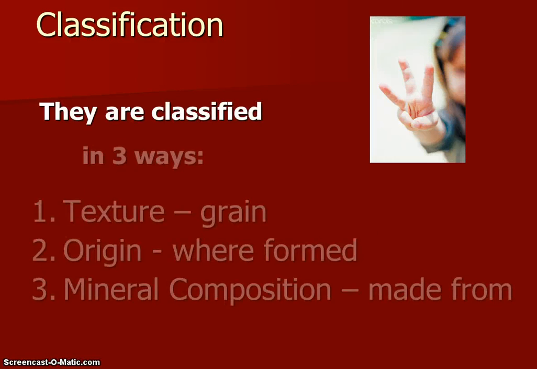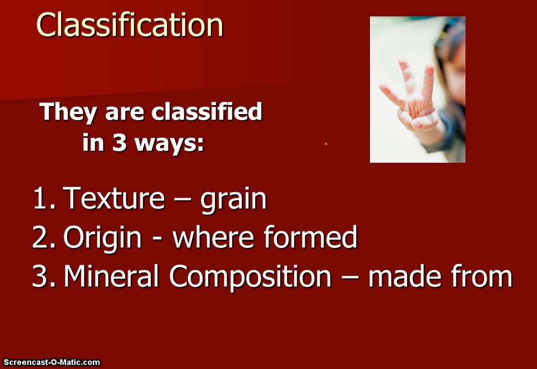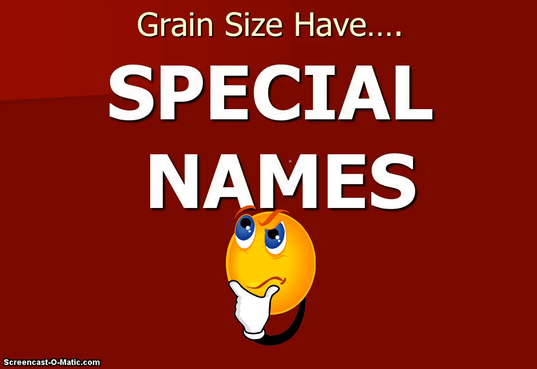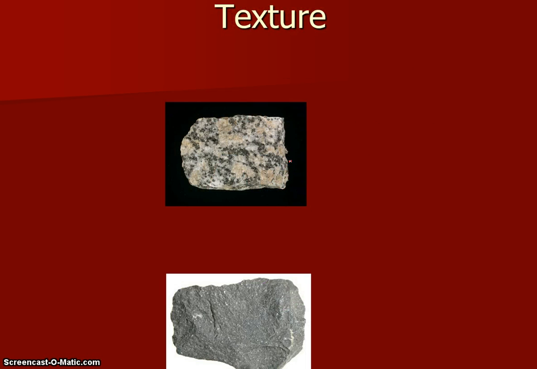Now, classifications of rocks are always based on three things. Texture, which is the grain, and if you'll remember, the grain comes from the pieces that make up the rock, the origin, where that rock forms, and the mineral composition. And for igneous rocks, we are going to be talking about minerals because igneous rocks are made from a combination of minerals. So we must really talk about grain size when we're talking about texture, and we do have some special names for grain sizes.